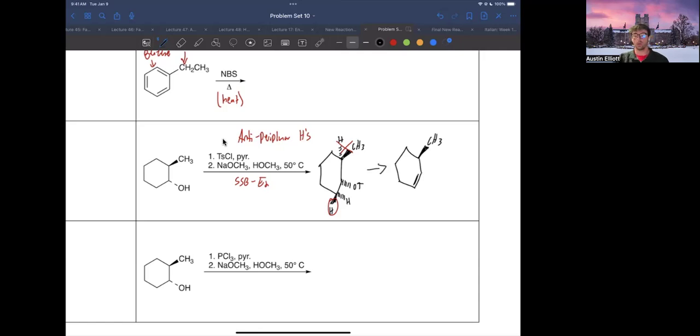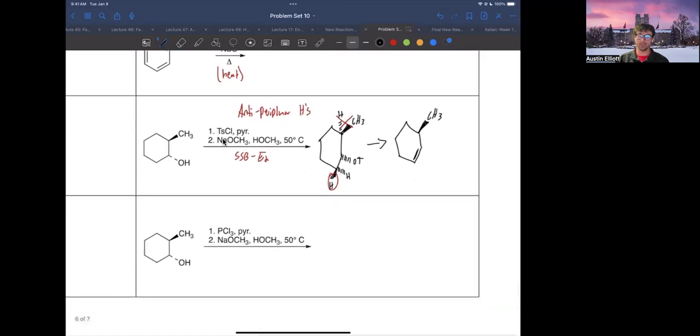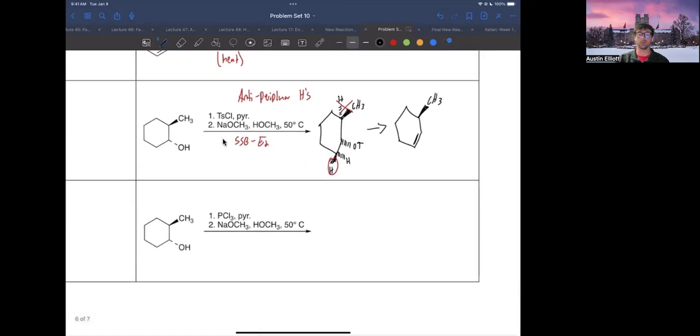You don't need to show this middle step with the OTs, but it's just helpful in understanding why you eliminate in that direction. So basically PCl3 is going to do a little bit different. So this causes inversion of stereochem.